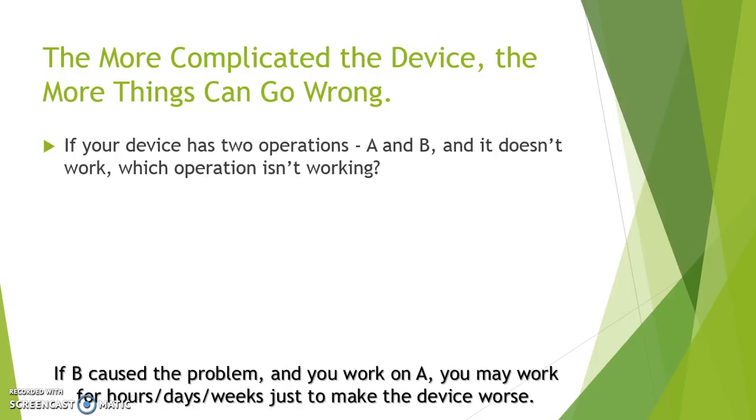And the answer is, it's hard to know quite often, but we can tell that if B caused the problem and we spend all of our time trying to work on A, we could, in fact, spend hours or days or weeks on something that already works and potentially even break it, when in fact it was B that was causing the problem and not A.